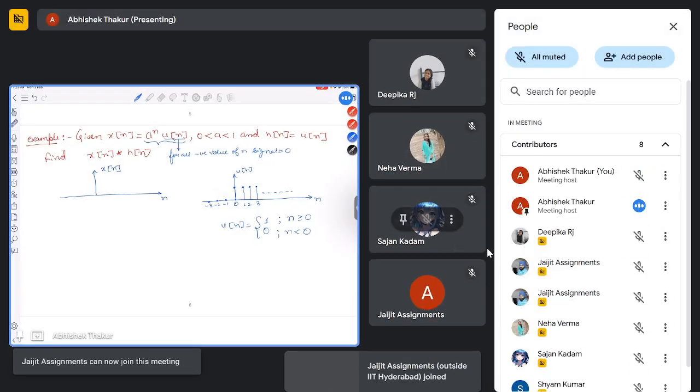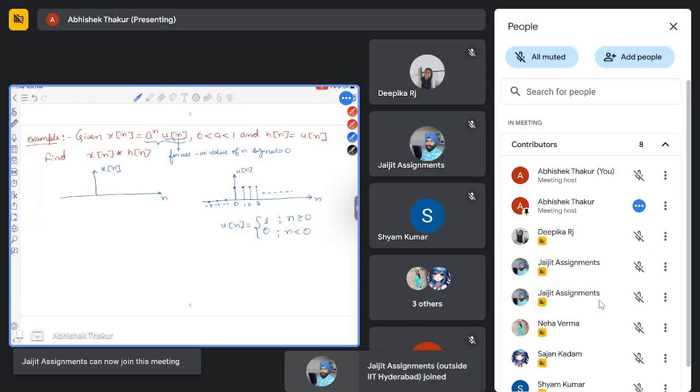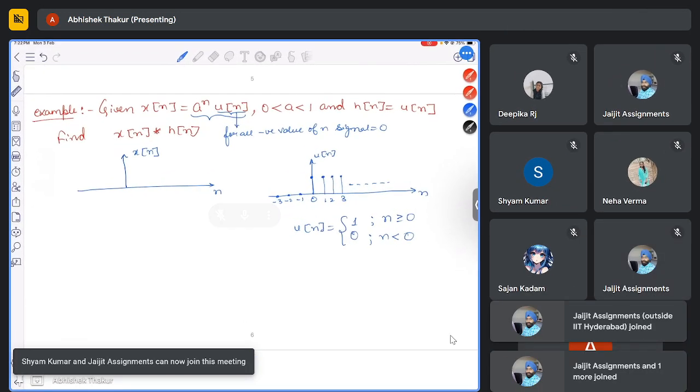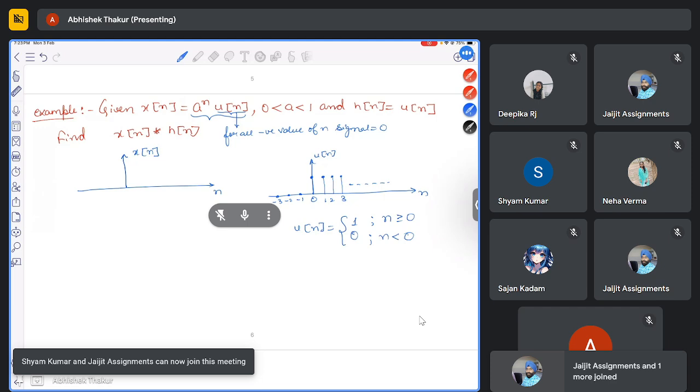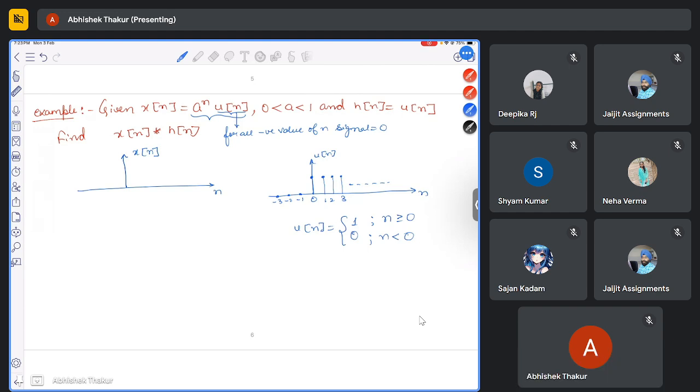A few people joining now. Okay. So this is the definition of the unit step function.